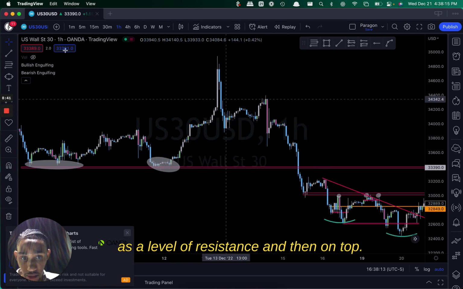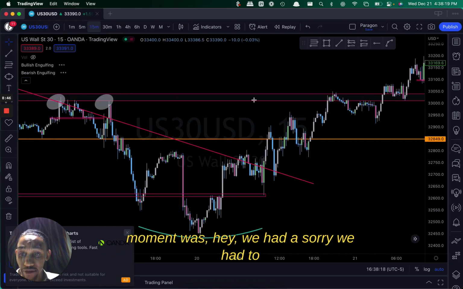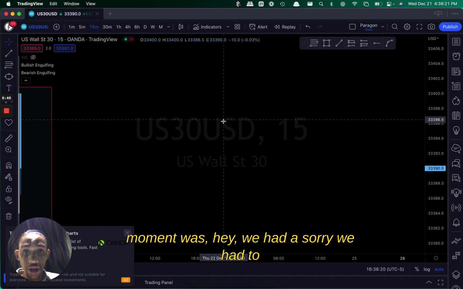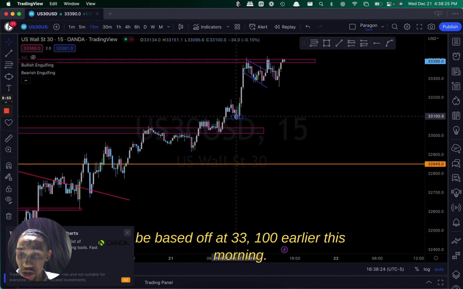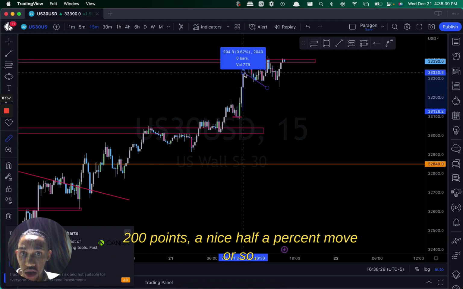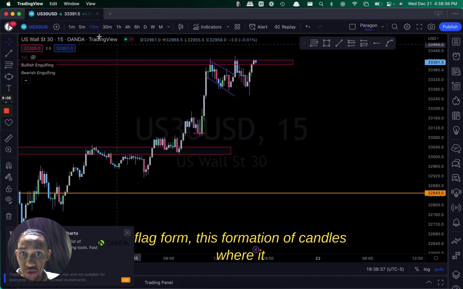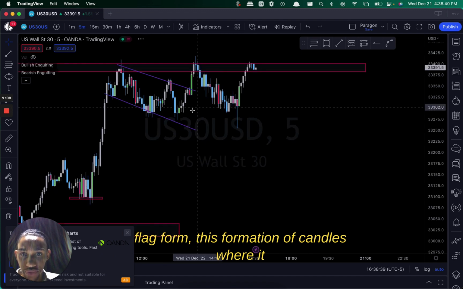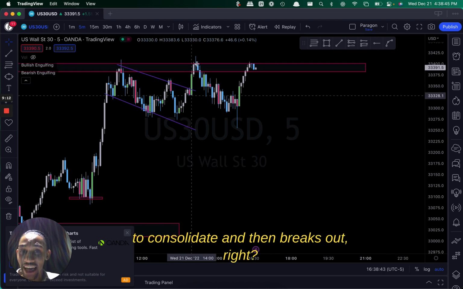But the conflicting theory that I did have at that moment was, hey, we had based off at 33,100 earlier this morning. And then after we saw a big run up, we saw 200 points, a nice 0.5% move or so. But then following that, we saw this bull flag form, this formation of candles where it pushed up to a rejection and tries to consolidate and then breaks out, right?